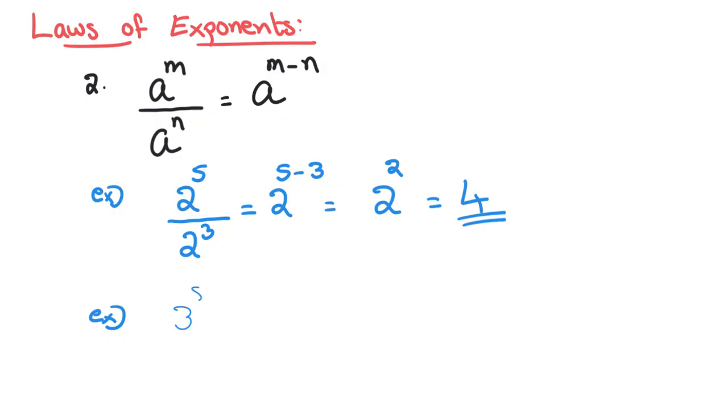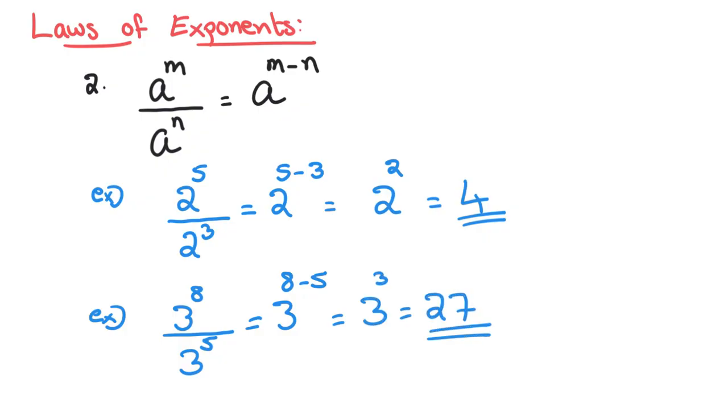Okay, let's look at another example. 3 to the power 8 divided by 3 to the power 5. Ask yourselves the question, are the bases same? Yes. So, subtract the exponents. 3 to the power 8 minus 5, which is 3 to the power 3, which is 27. Got it? So when the bases are same and when they are divided, you subtract the exponents. So let's move on further into the laws of exponents.